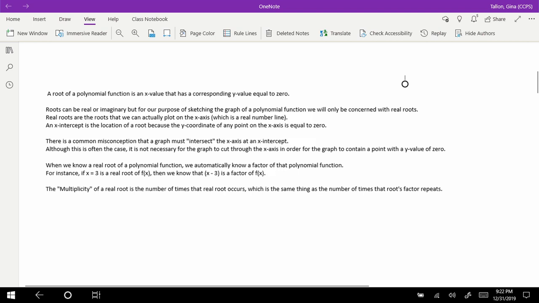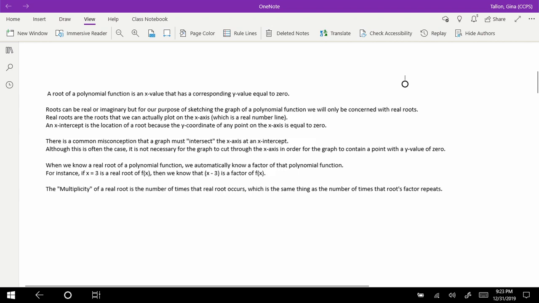When we know a real root of a polynomial function, we automatically know a factor of that polynomial function. For instance, if x equals 3 is a real root of f of x, then we know that x minus 3 is a factor of f of x. The multiplicity of a real root is the number of times that real root occurs, which is the same thing as the number of times that root's factor repeats. And we'll see examples of this as we go along.